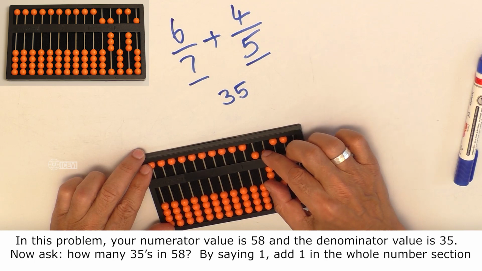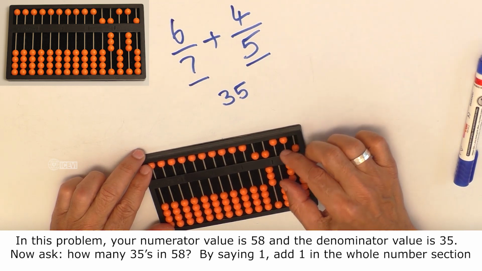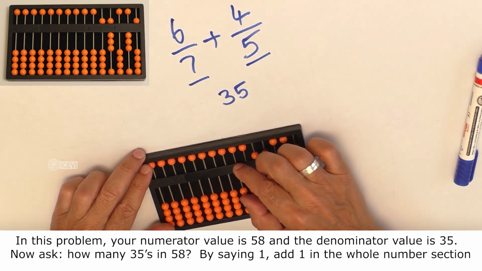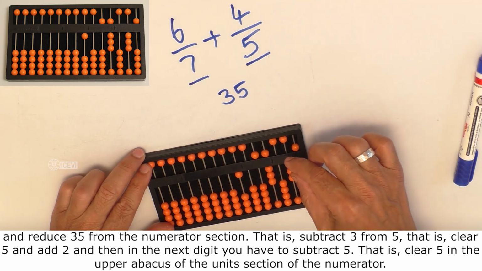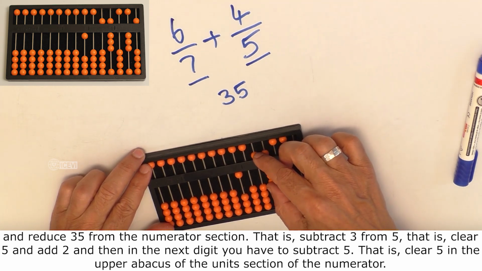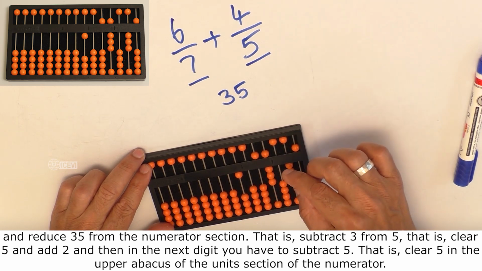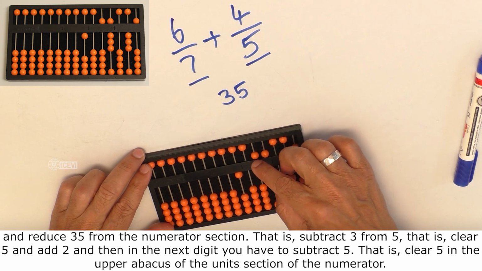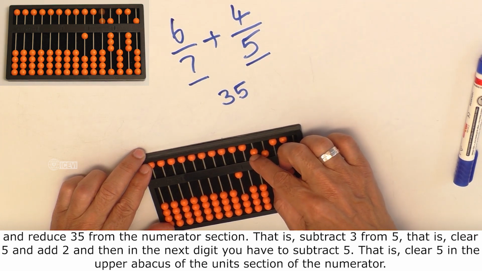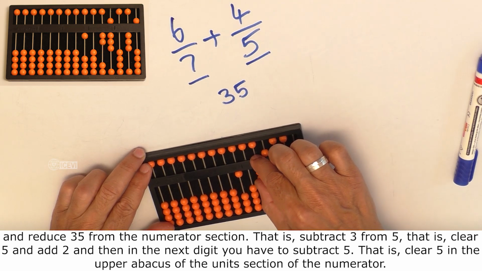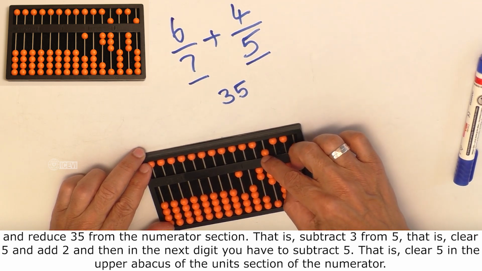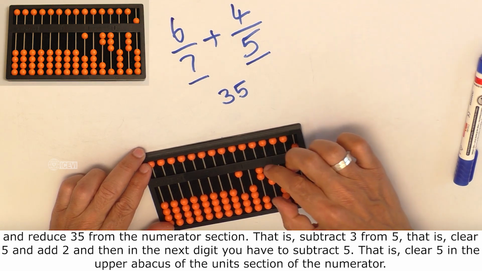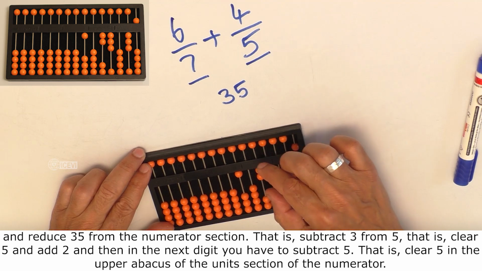Now ask, how many 35s in 58? By saying 1, add 1 in the whole number section and reduce 35 from the numerator section. That is, subtract 3 from 5, that is clear 5, and add 2. And then in the next digit you have to subtract 5, that is clear 5 in the upper abacus of the unit section of the numerator.